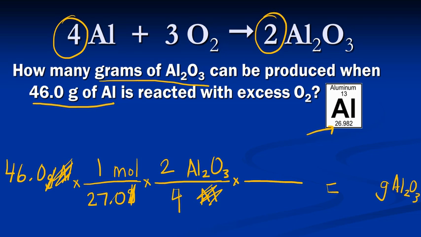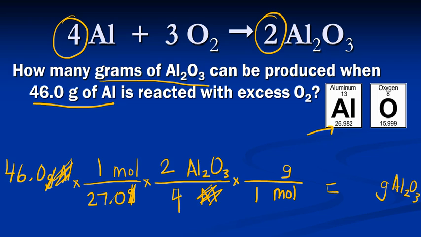So this time, moles will have to go on the bottom, since that's the unit that we're trying to get rid of. And we're converting to grams, so grams goes on top. And once again, how many grams are in a mole of aluminum oxide? Well, we're going to have to go back to the periodic table. Here's the periodic table square for oxygen. So we're going to have to add up 2 aluminums and 3 oxygens. Can you figure out how many grams are in a mole of that?